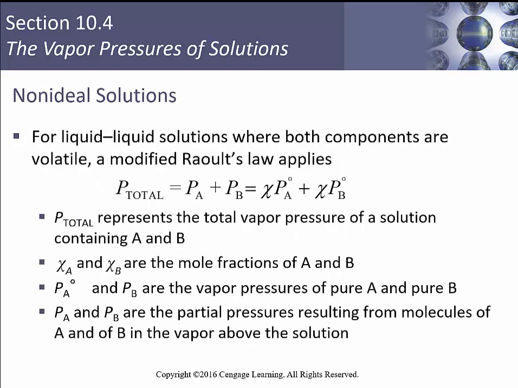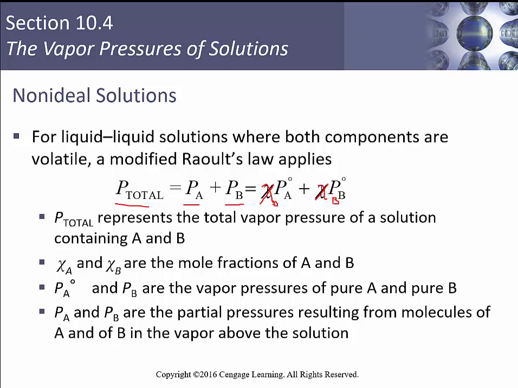For liquid-liquid solutions where both components are volatile, meaning they're both going to have some sort of vapor pressure, a modified version of Raoult's law applies, where our total pressure is going to be the sum of the individual pressures, the pressure from component A and the pressure from component B. And the pressure from A is going to be the mole fraction of A times the vapor pressure of pure A. And for B, it's going to be the mole fraction of B times the vapor pressure we would get for pure B.